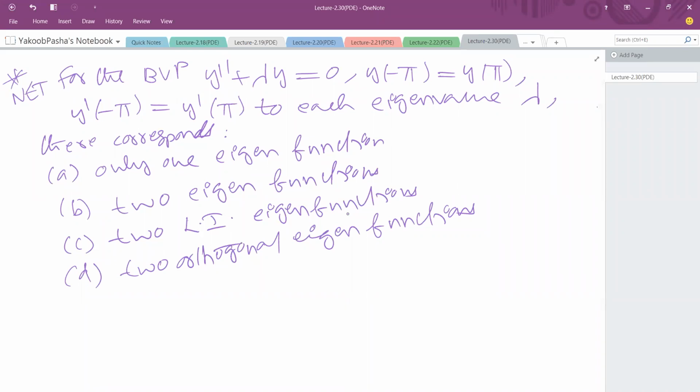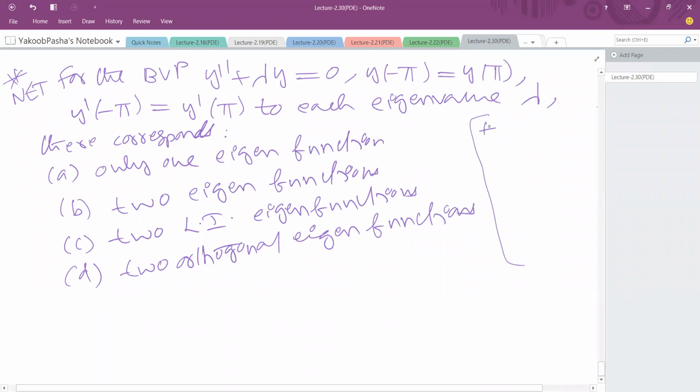We need to check all the values of lambda because we have problems with y of 0 equal to 1, y dash of 0 equal to some different values. Okay. Actually, this is not a Sturm-Liouville problem. This is called a periodic boundary condition, periodic boundary value problem.